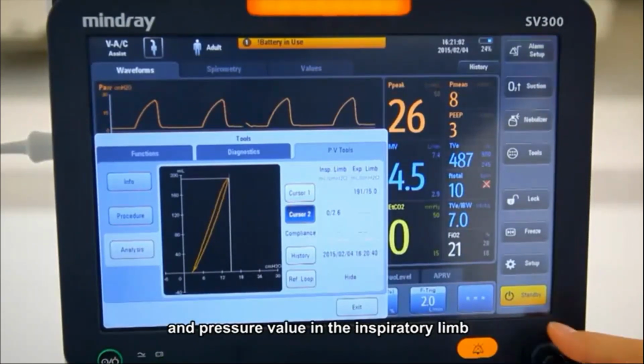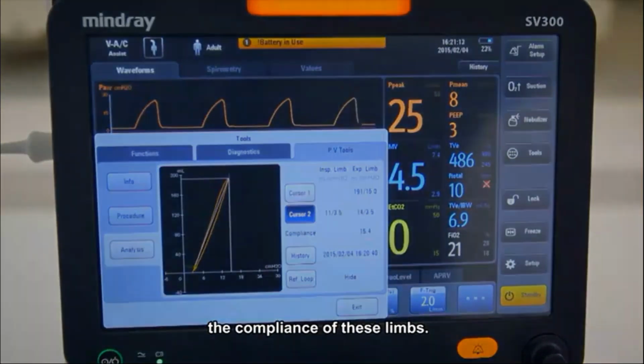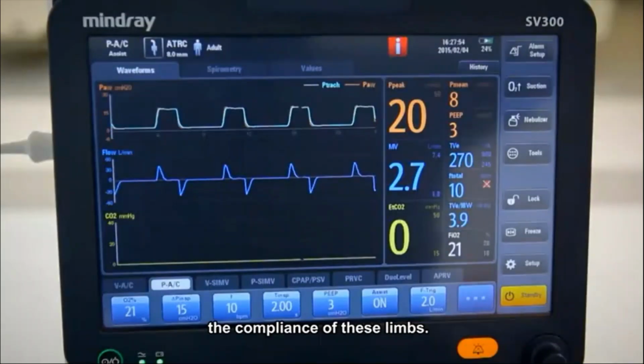The system also displays the volume value and pressure value in the inspiratory limb and expiratory limb corresponding to the cursor position and displays the compliance of these limbs.